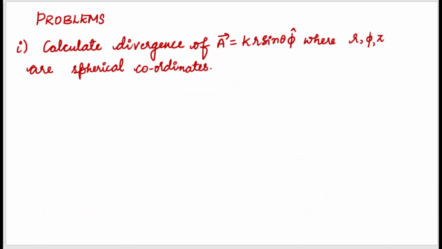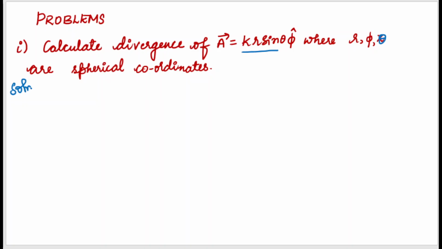Now let us solve a few problems related to these formulas one by one. The problem they have given here: calculate the divergence of a vector which is equal to k into r sine theta into phi cap, where r, phi, z. I think here they have missed r, theta and phi. It should be r, theta and phi, or in terms of spherical coordinates. Yes, let us solve the problem.